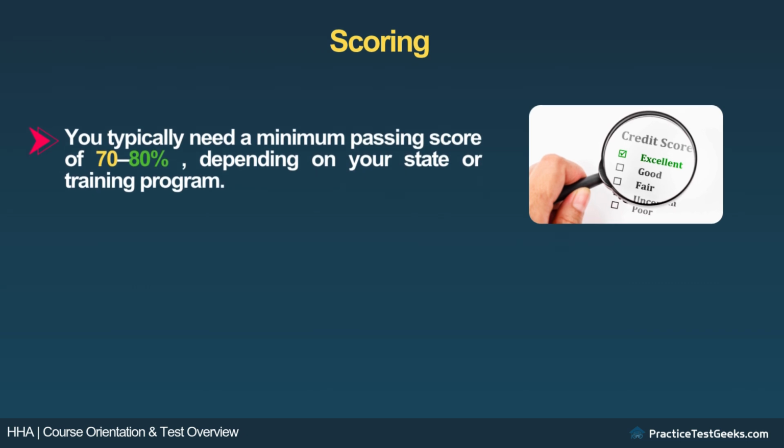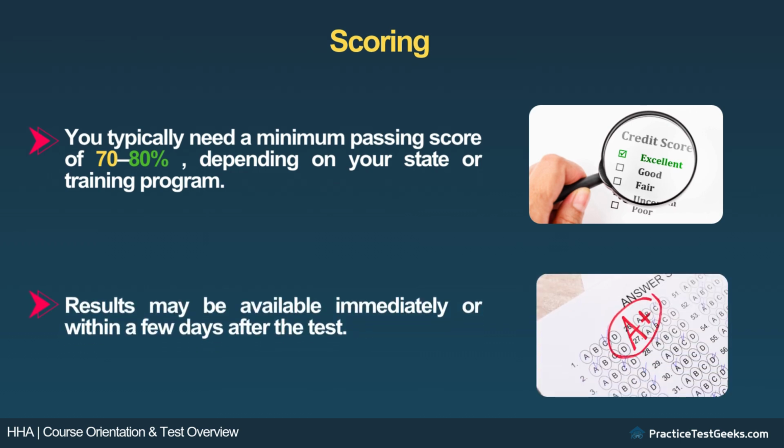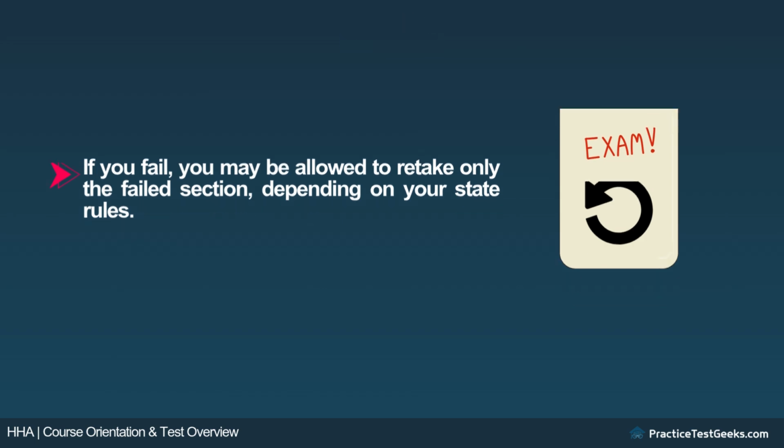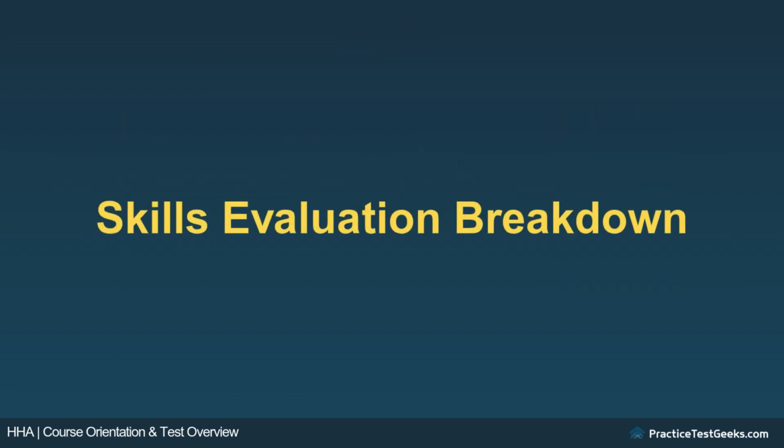When it comes to scoring, you typically need a minimum passing score of 70 to 80% depending on your state or training program. Results may be available immediately or within a few days after the test. If you fail, you may be allowed to retake only the failed section, depending on your state rules. Let's walk through what to expect during the skills evaluation portion.